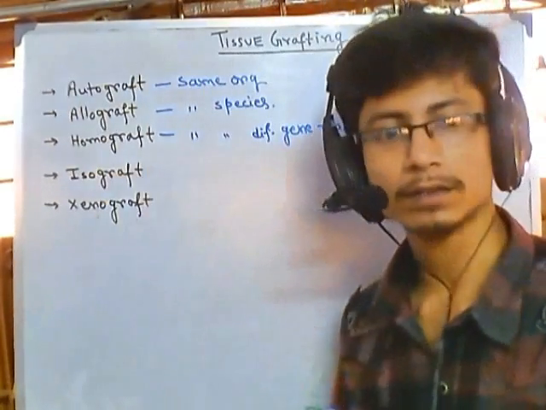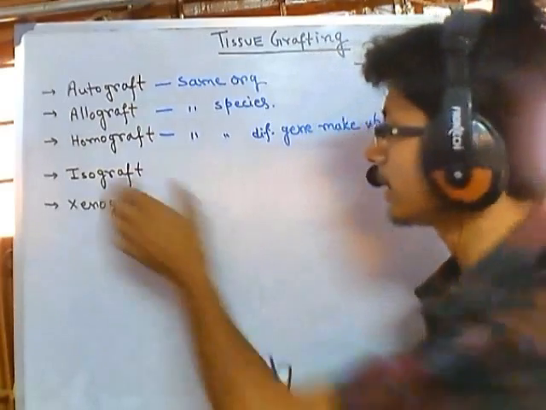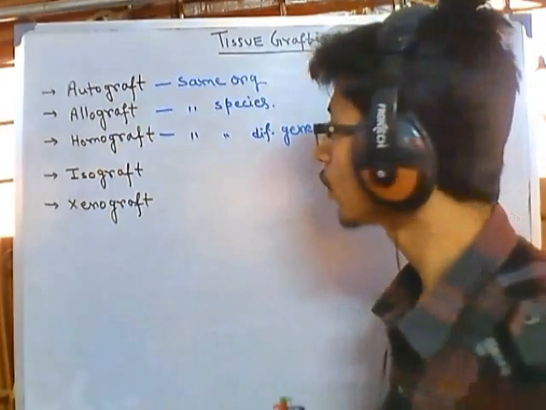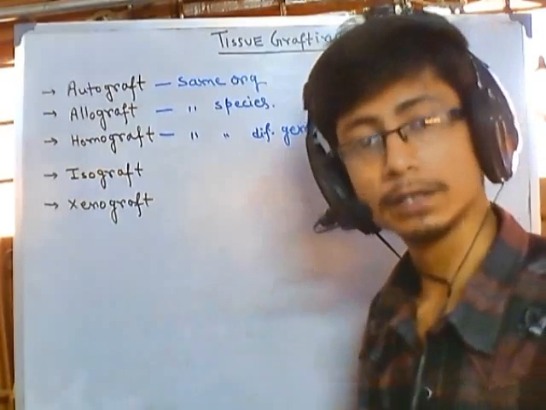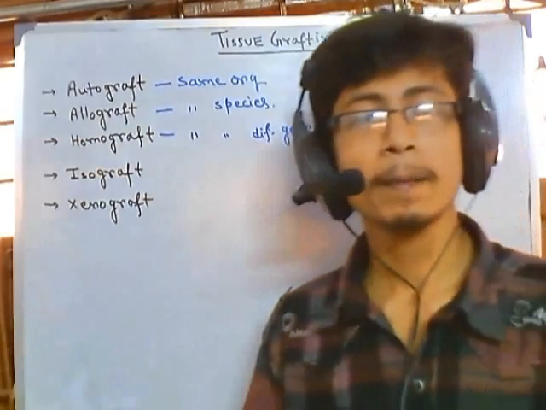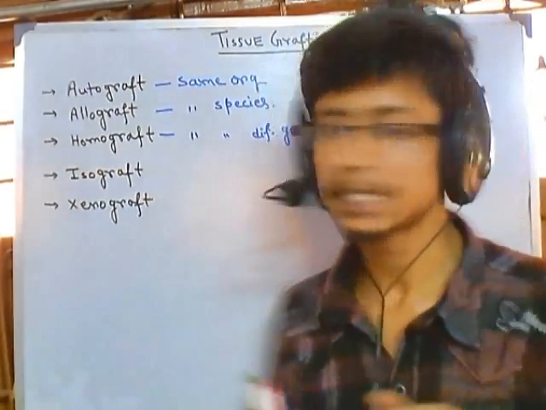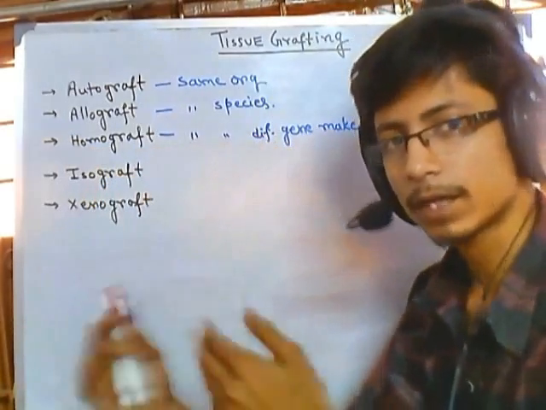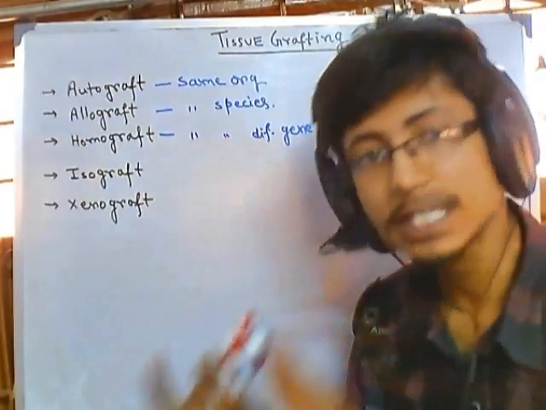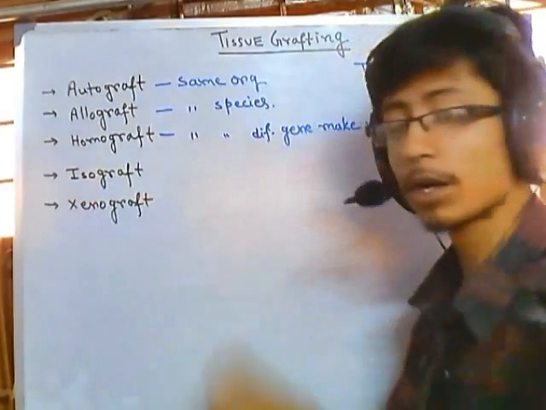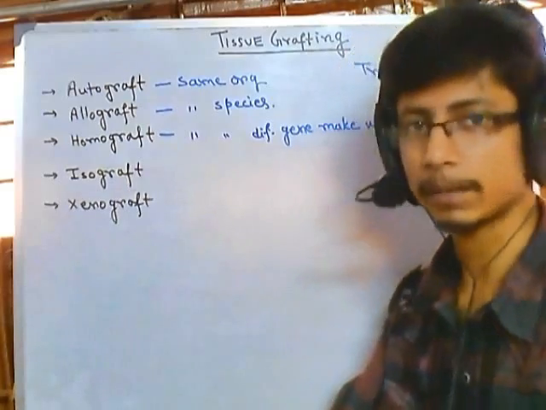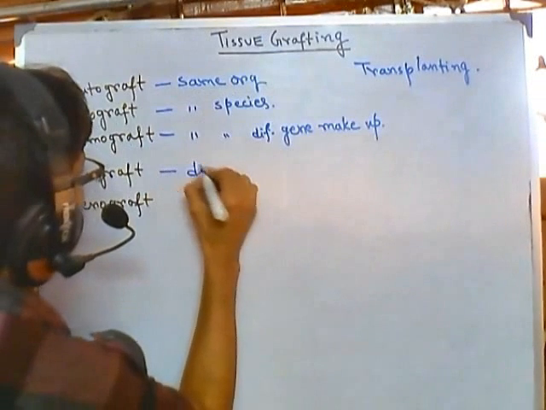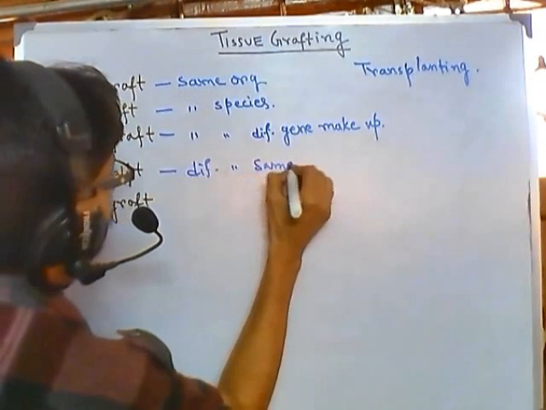The fourth one is isograft. So what is isografting? Isografting is again transplantation or interchange of tissue material or organ from one individual to another individual of different species but of the same genetic makeup. Similarly, this is completely opposite to homograft, because in homograft we are transplanting organs or tissues between members of the same species, different genetic makeup, but this one is between members of different species, same genetic makeup. That's called the isograft. Okay, so let me write it here. It is different species, same gene makeup.